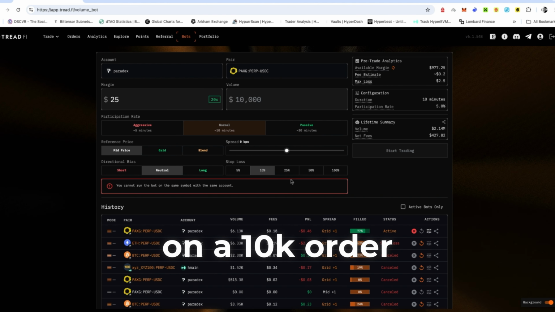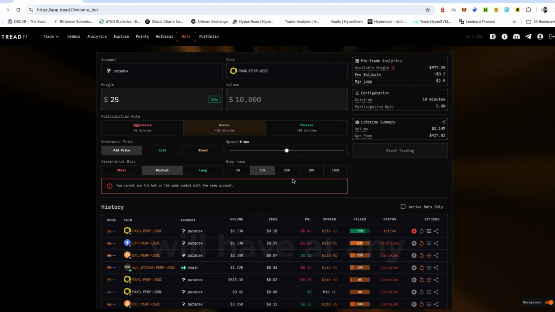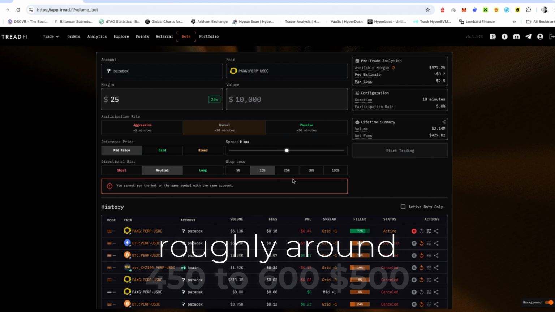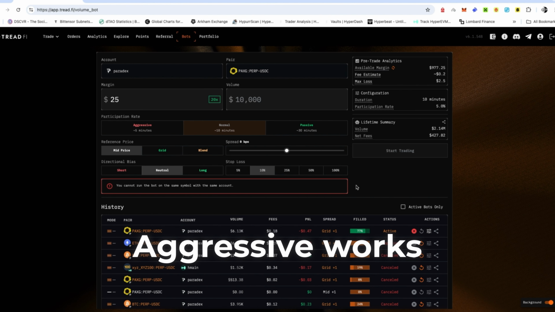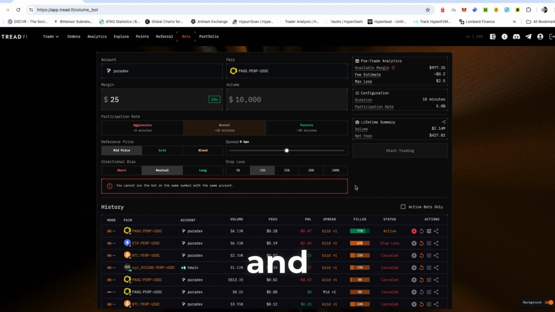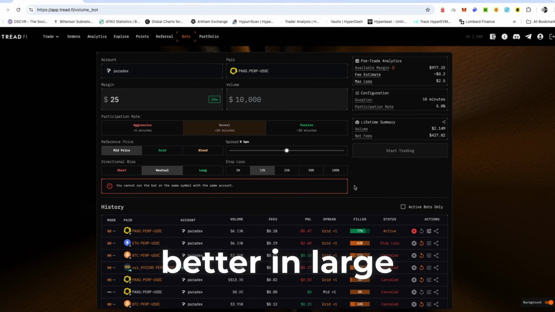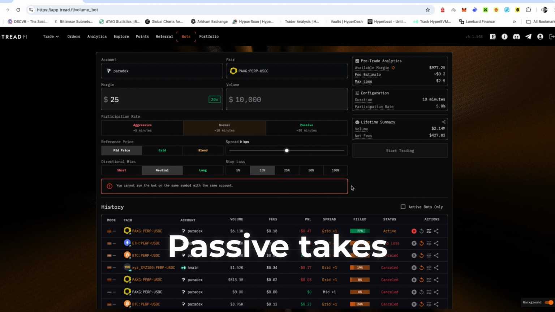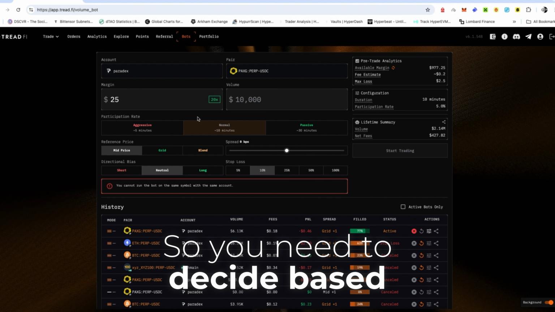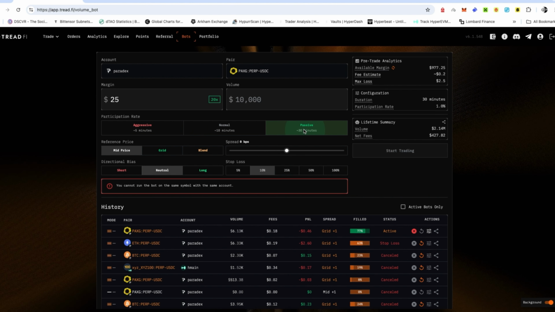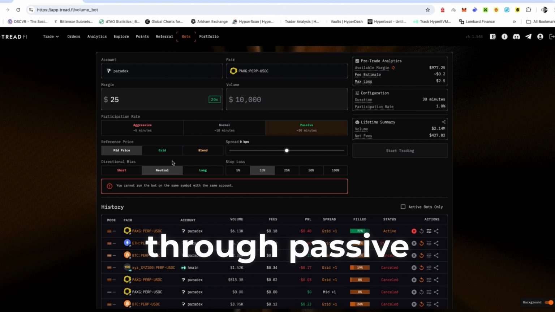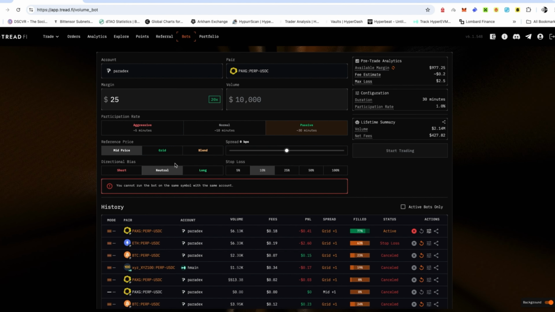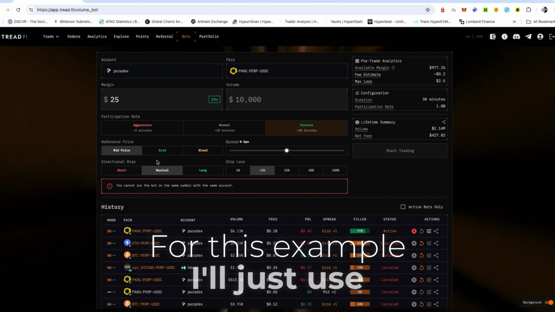For example, on a 10K order, the maximum exposure you'll have at any given time is roughly around 450 to $500. Aggressive works best in tight ranges, and passive works better in large ranges. Passive takes more time, so you need to decide based on current price action. You need to see the ranges and determine if you want to go through passive or aggressive. For this example, I'll just use passive.